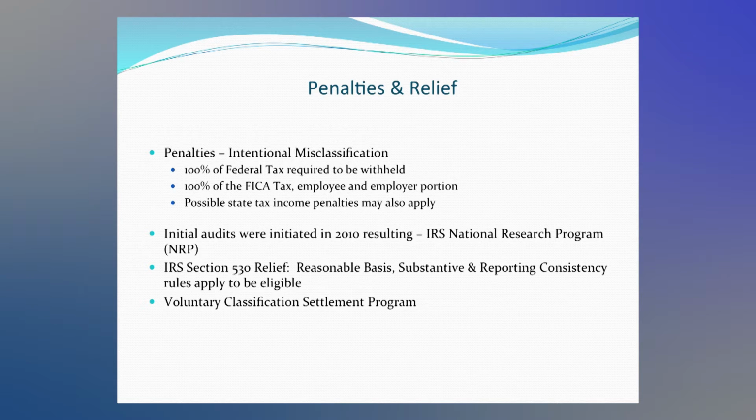So as I mentioned, there's a national research program where the IRS is looking at a lot of firms where they think they may fall into situations where not all of their workers are properly classified. And for a long time, the only relief available for the employer was Section 530 relief, which is at the IRS website. I won't go into it in detail here, but there's a new program that was started more recently called the Voluntary Classification Settlement Program.